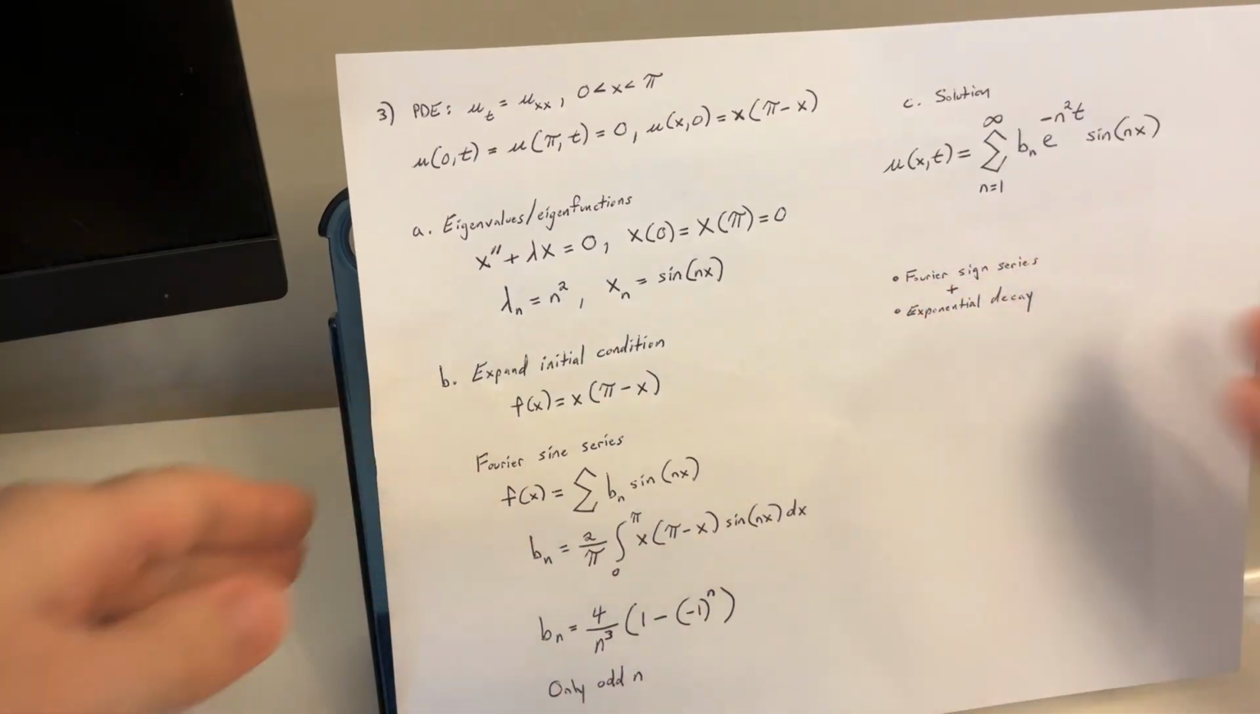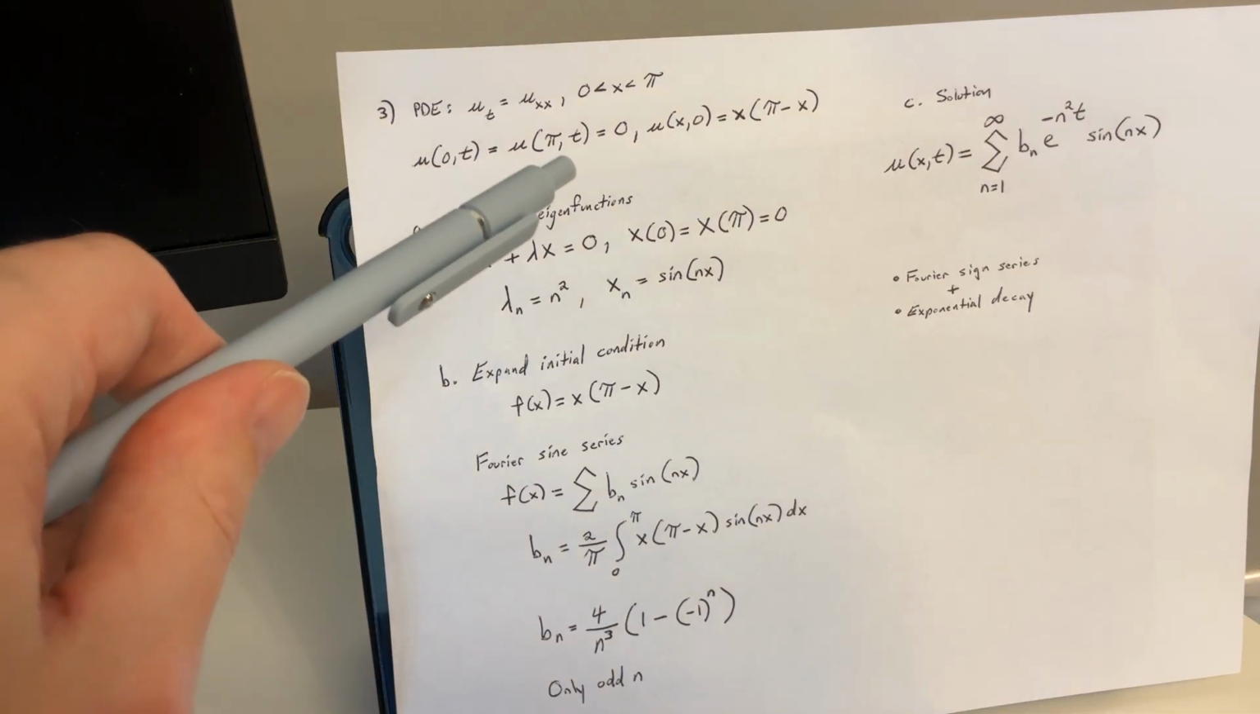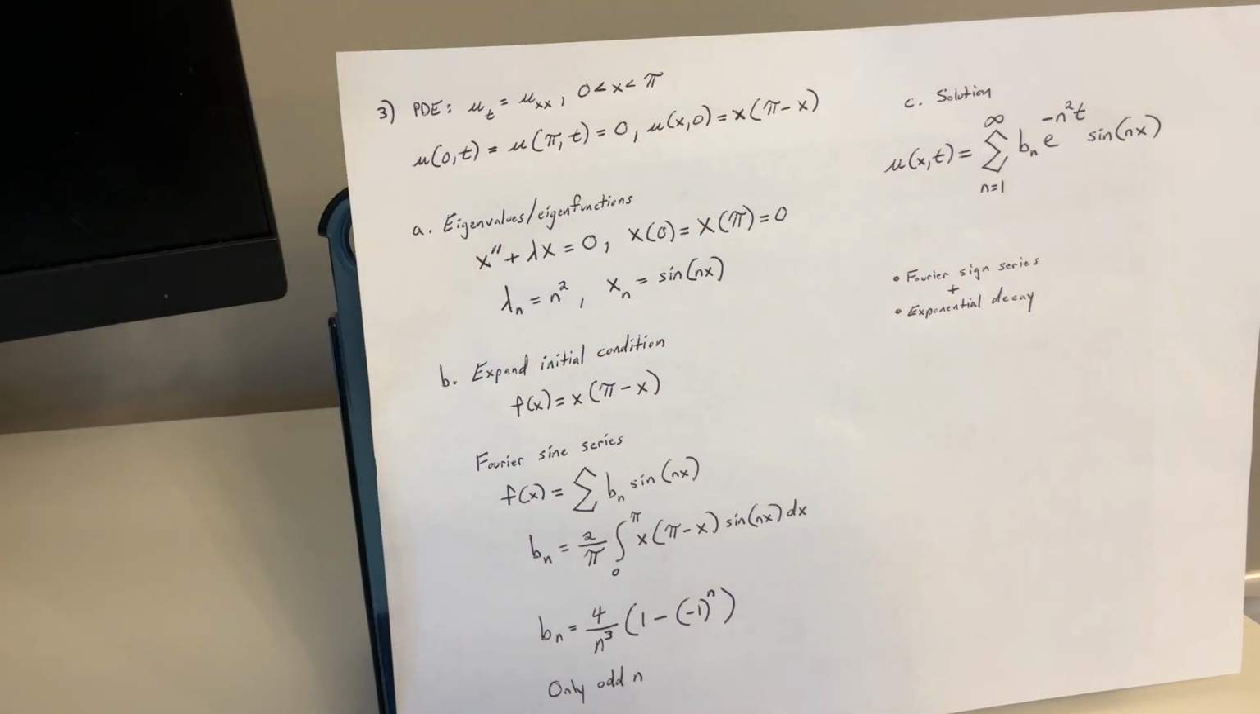All right. So let's go over number 3. So we have that partial differential equation there, right? u sub t equals u xx, where x is in between 0 and pi. And we have u(0,t) equals u(pi,t) equals 0, u(x,0) equals x times (pi minus x). That's on the previous page.